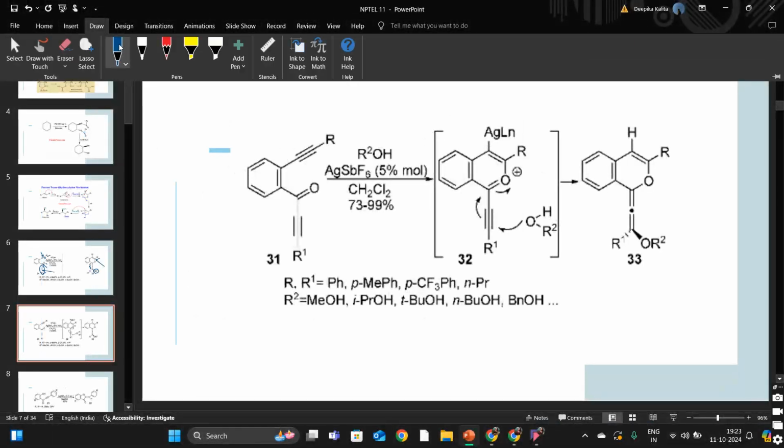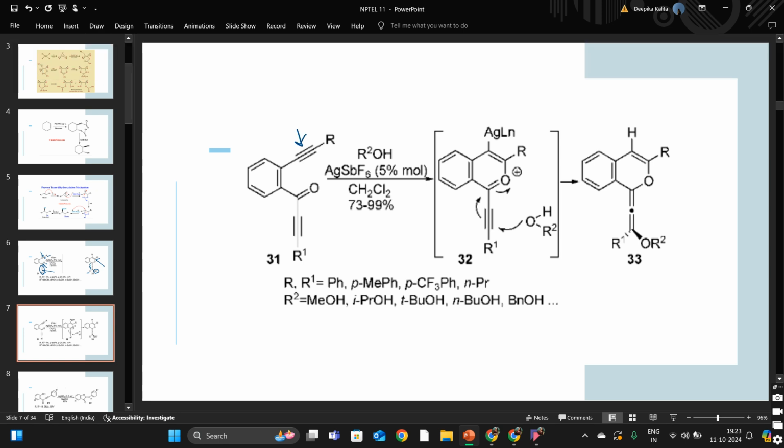Silver and gold catalysts are known to activate alkynes. Alkyne can very nicely coordinate to silver and gold catalysts. So at first you can show the coordination of the alkyne to the silver catalyst. And due to this coordination, we have a possibility of turning this alkyne into an electron deficient moiety.